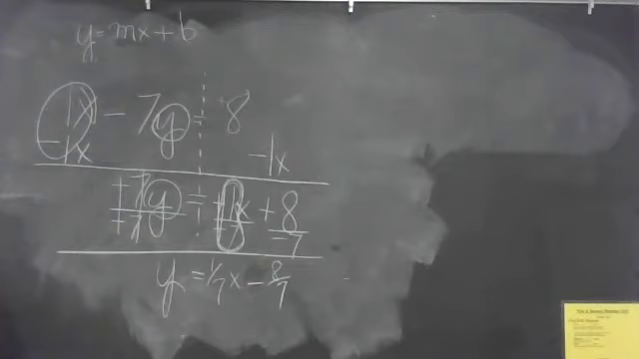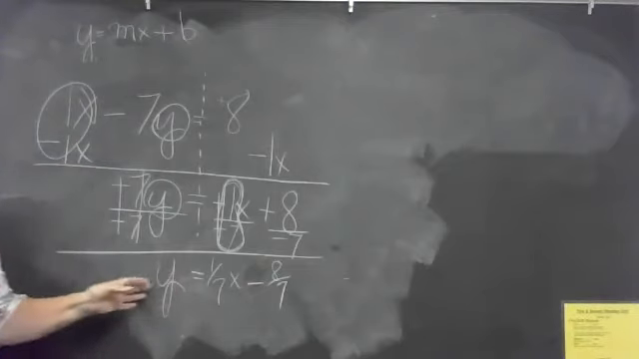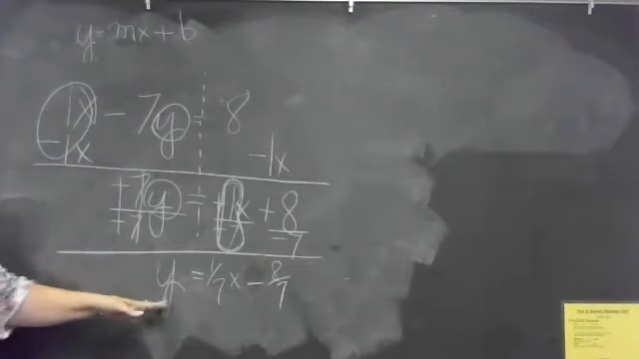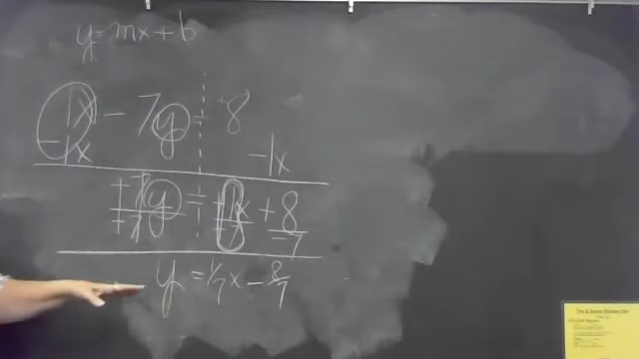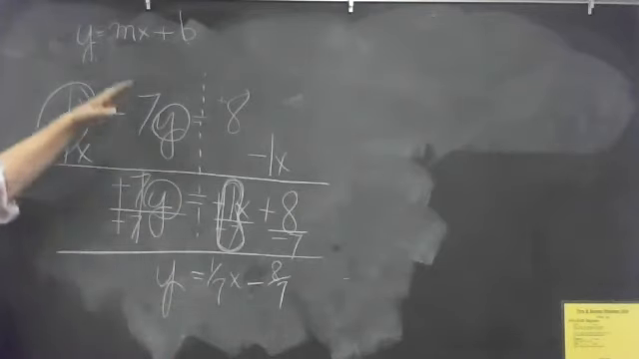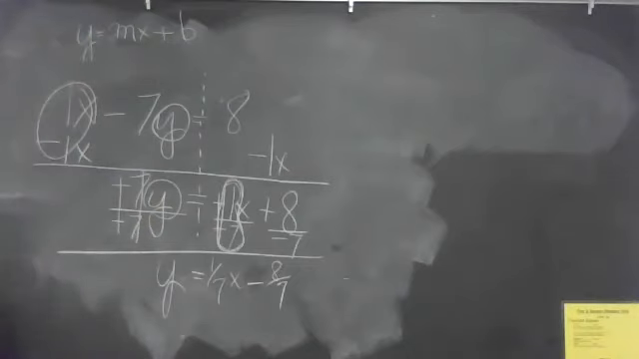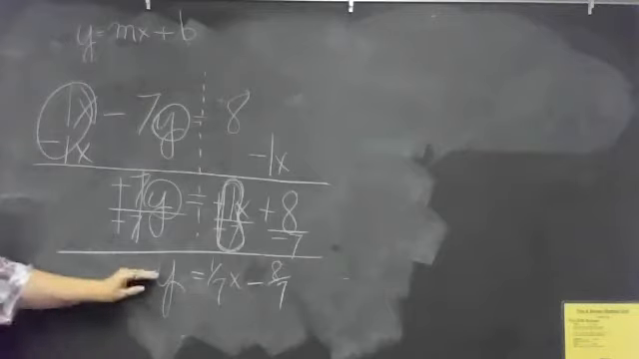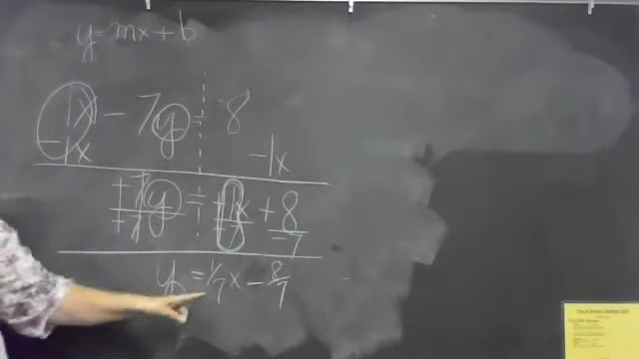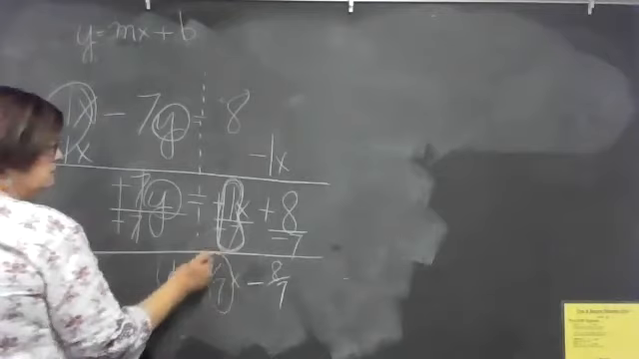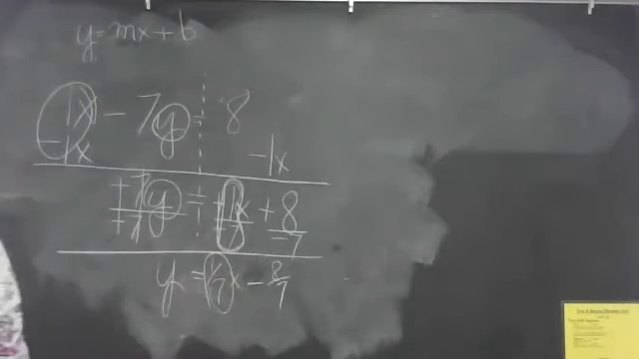Okay, so this equation is solved for y, so we're in this form, right? So tell me what the slope is of this line. 1/7 is our slope. I get the slope because it's in front of the x. I'm still having a little trouble with how to work it out.